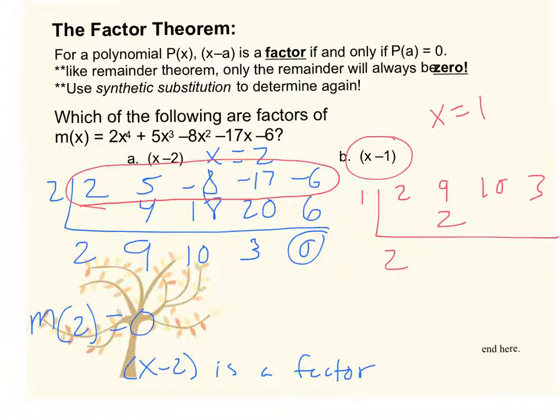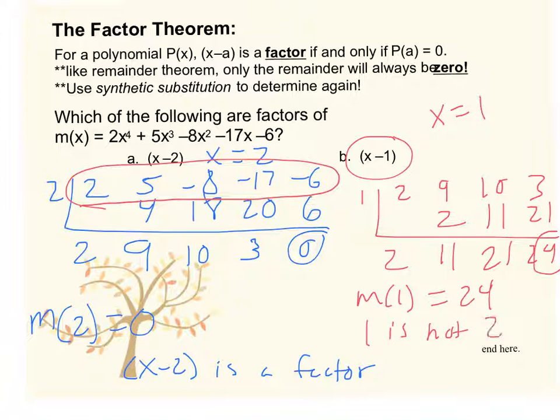Pull down the 2. 1 times 2 is 2. 9 plus 2 is 11. 1 times 11 is 11. Sum is 21. 1 times 21 is 21. And we get 24. This means m of 1 equals 24. 1 is not a 0 for m.